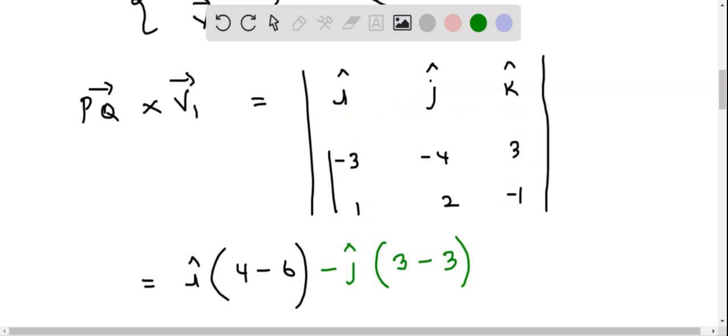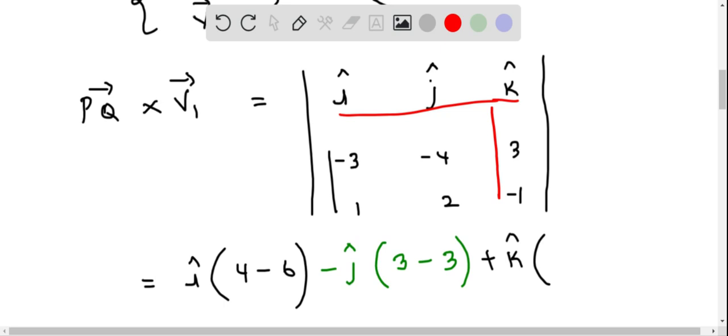And then I put this k hat, multiplied by the 2 by 2 determinant, where I leave the row and the column representing the k hat. So I leave this row as well as this column, and when I do that, I get this 2 by 2 determinant. I evaluate it by taking the product of the diagonal. Negative 3 times 2 is negative 6.